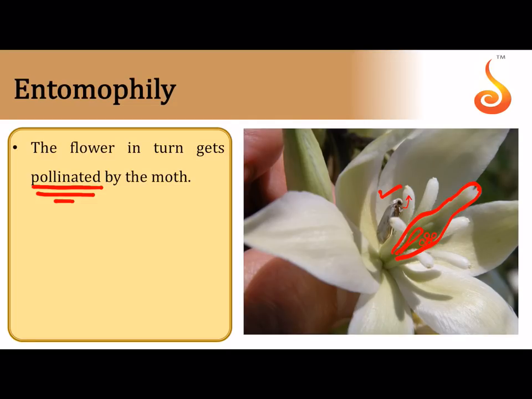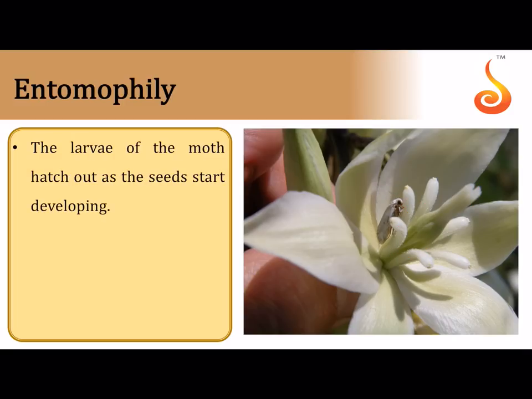Now see, she is probably collecting pollen from the anthers. These are the anthers. She is collecting pollen from them. Then she will go to a different flower which has just bloomed, and there she will deposit the pollen onto the stigma of that flower. Now what happens? Successful pollination is done.